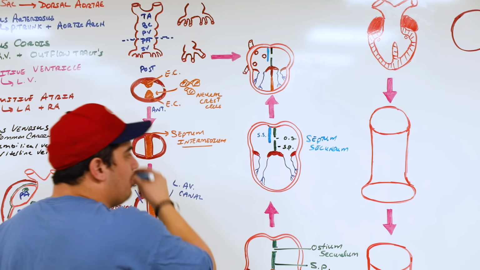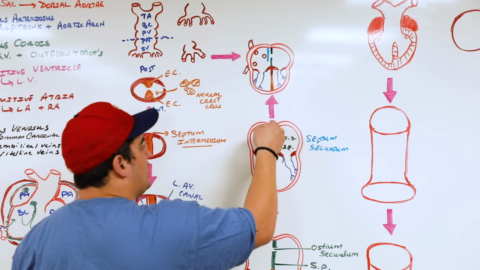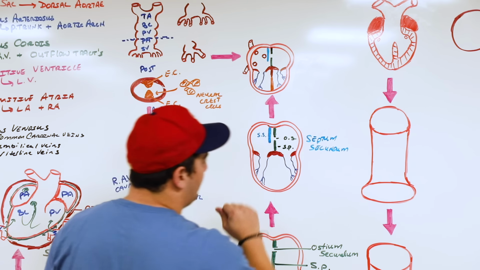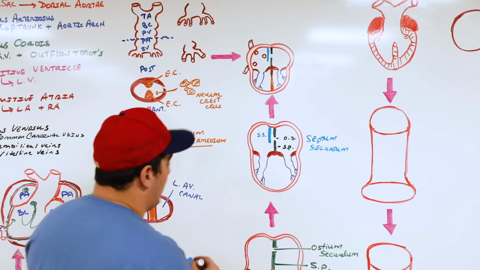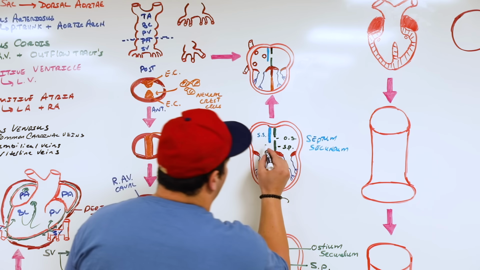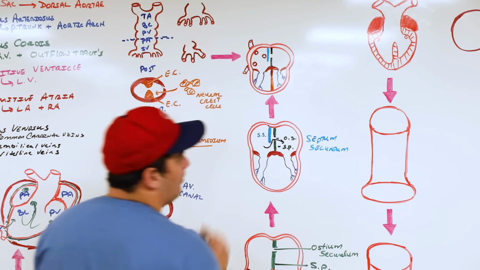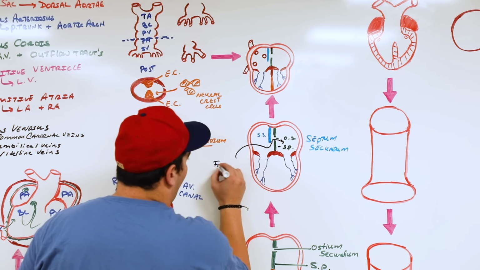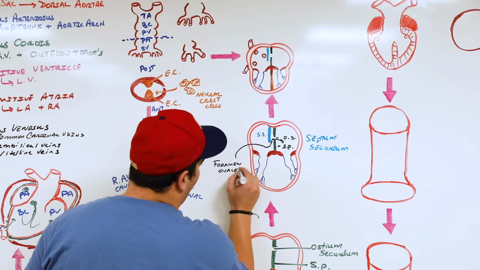So now here's what's really important. We've now formed a septum secundum to block the ostium secundum. But there's still a little space here. You see this tiny little space like right here between the septum secundum and the ostium secundum. There's a name for that little structure there. This is called the foramen ovale.